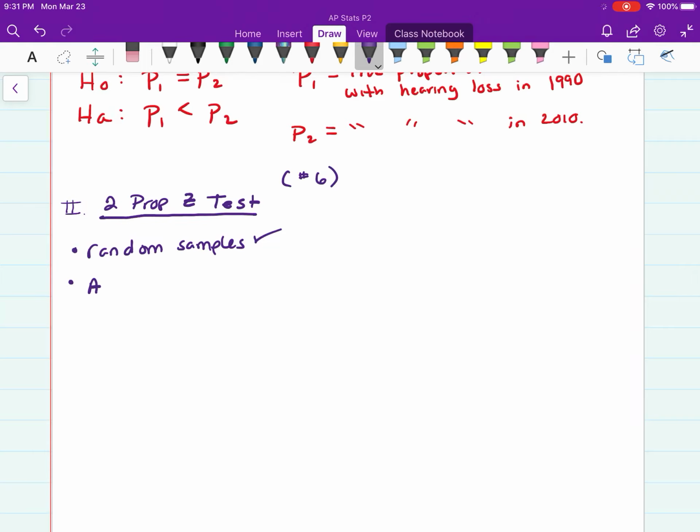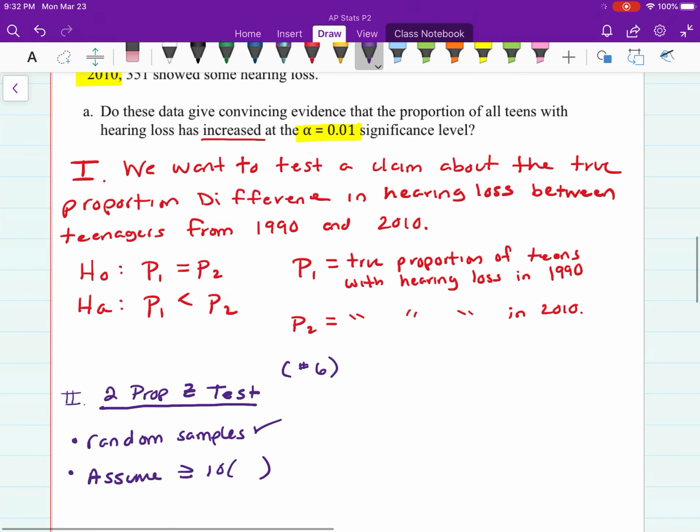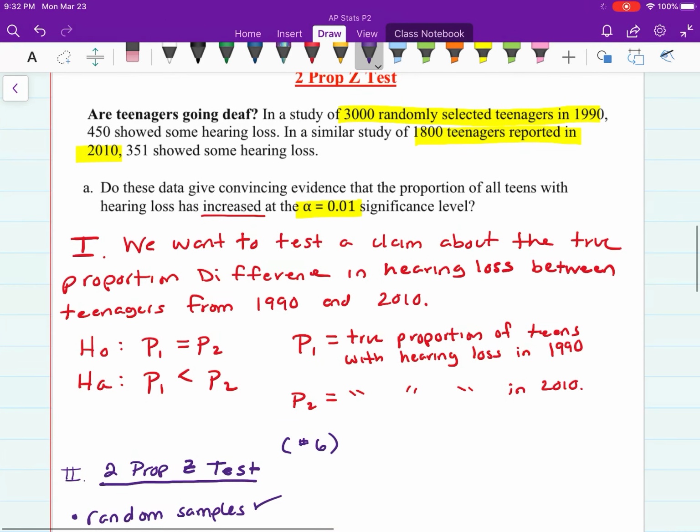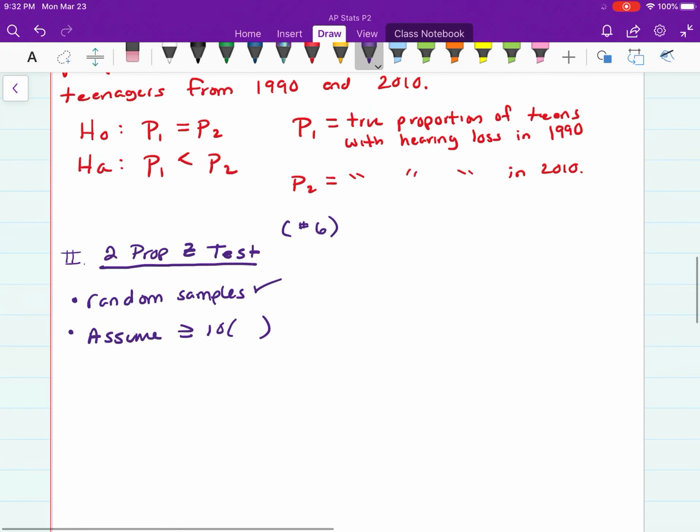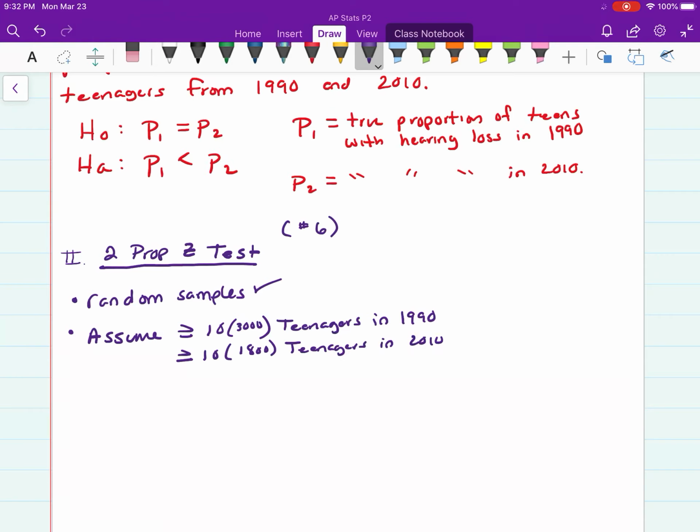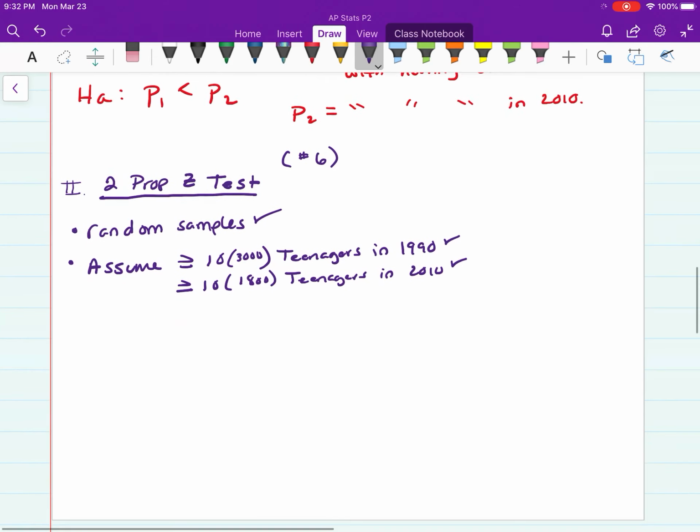Now we've got to check our 10% condition for independence, so we're going to go ahead and assume that there are greater than or equal to 10 times the sample size. The sample size for the first group of people was 3,000. So we're going to assume that there are 10 times 3,000 teenagers in 1990. And we're also going to assume there's got to be greater than or equal to 10 times 1,800 teenagers in 2010. And we can go ahead and check those off.